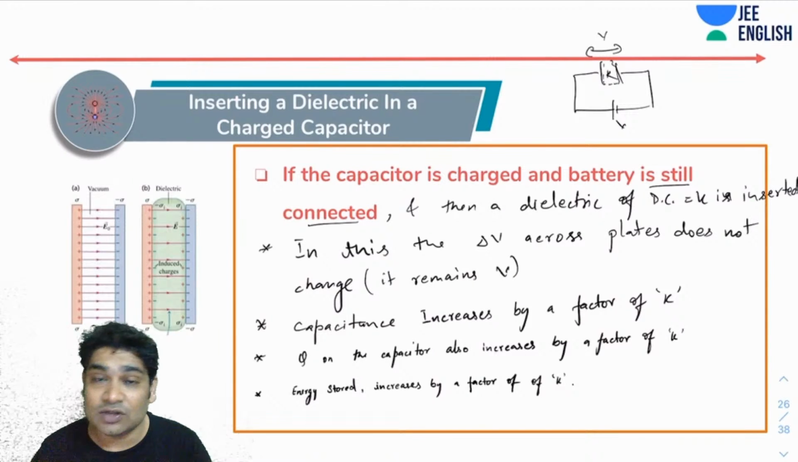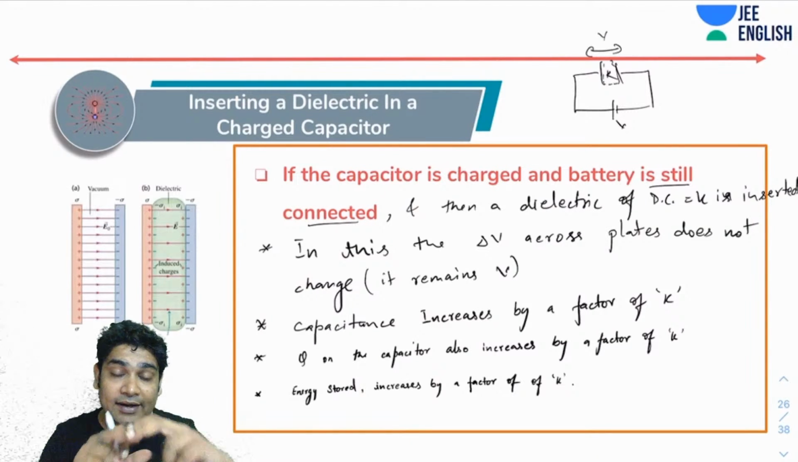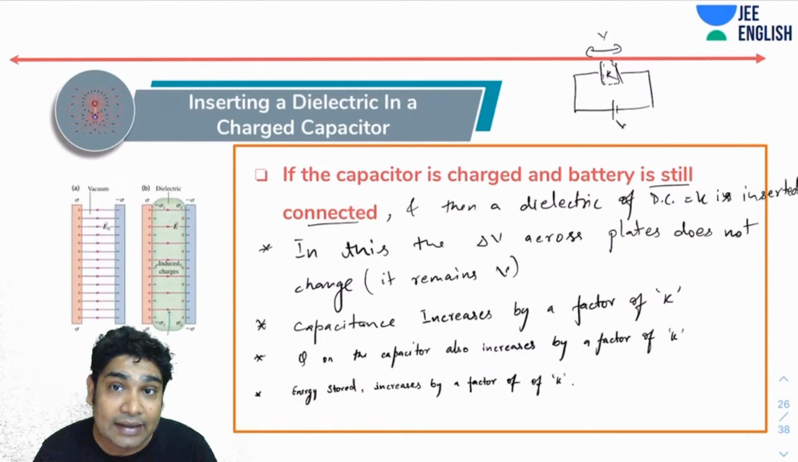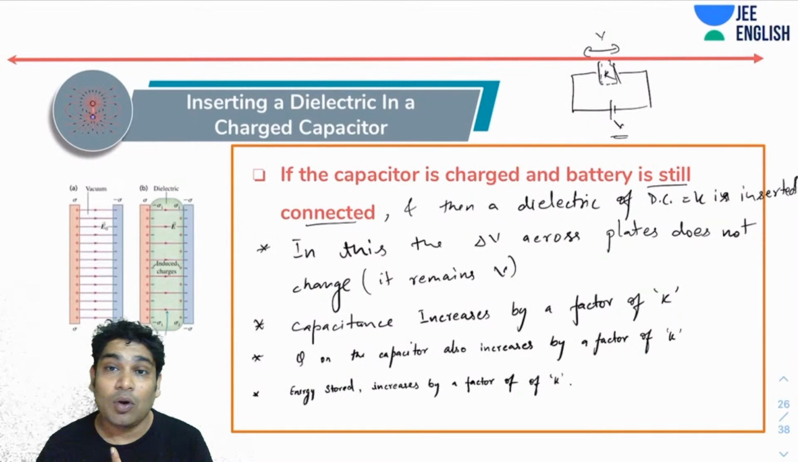So this is what happens then. You had a capacitor which was charged, it was still connected to the battery, and you inserted a dielectric of dielectric constant K. In that case, the delta V across the plates remains the same, equal to V, which is the potential difference of the battery. The capacitance obviously increases by a factor of K.